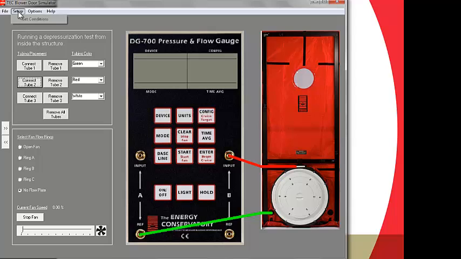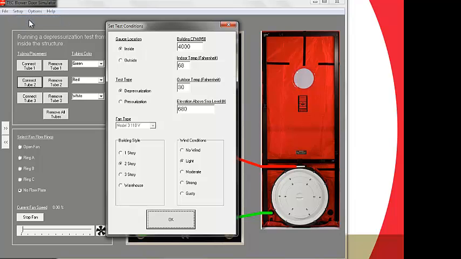So I'm just going to show you the setup we have, the conditions we've set up. Our gauge is inside the house. That's pretty typical. We're doing a depressurization test, again pretty typical. We're using our Model 3 fan. We've set it to a two-story building, so it gives us a little more baseline. We've got a leaky house at 4,000 CFM. We've got an indoor temperature of 68, and outdoors it's April in Minnesota, so we're about 30 degrees, an elevation of about 680, and we're going to put wind conditions as light, so we're not bouncing around too much.